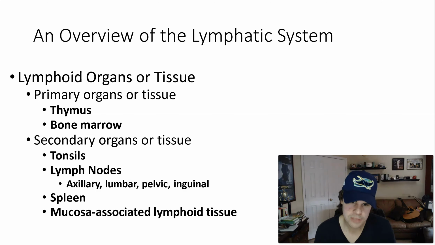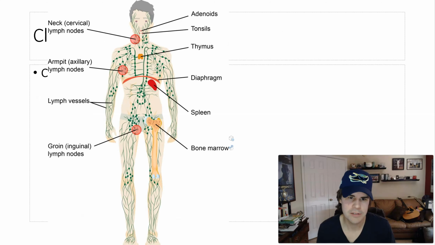Lymph nodes. If you've ever been to the doctor and they feel right here, they're looking for swollen lymph nodes. That can be a sign of an infection. Spleen. I knew a student one time who had her spleen removed, so it's not a necessary organ, but it does help out. And then mucosa-associated lymphoid tissue, called MALT, but we won't really talk about MALT in this course. You can see here a basic diagram of the major organs.